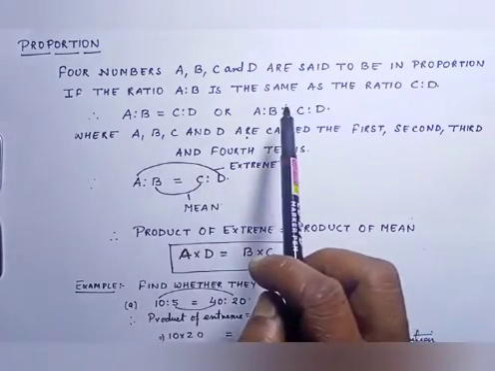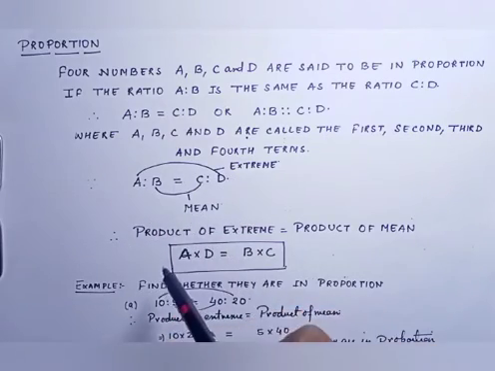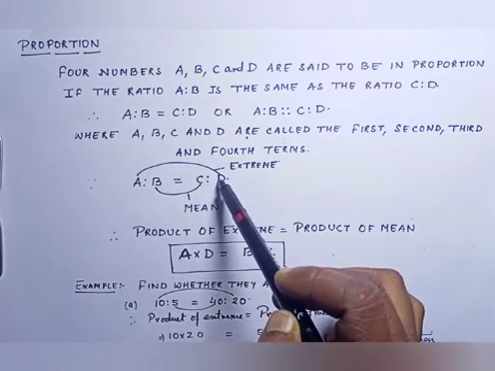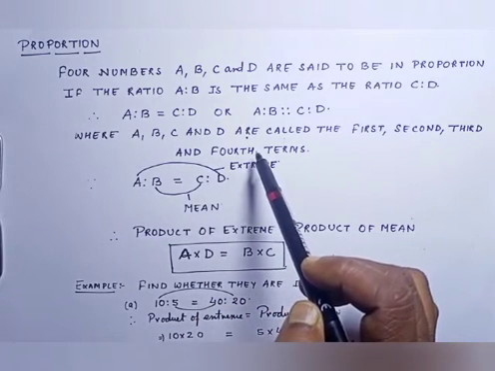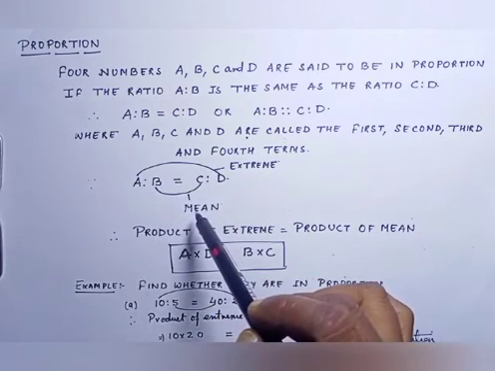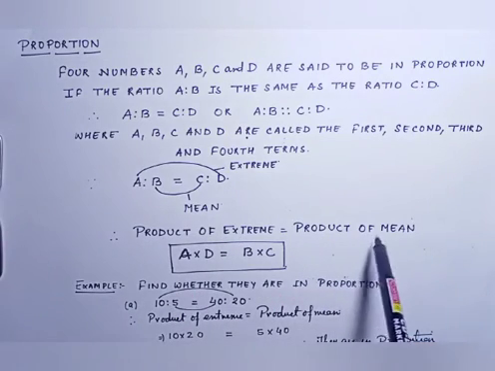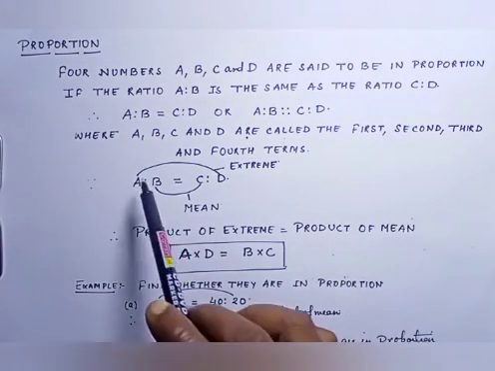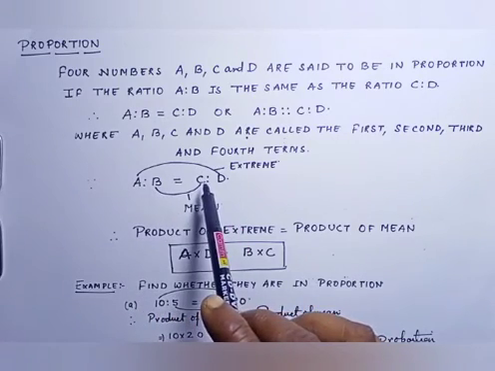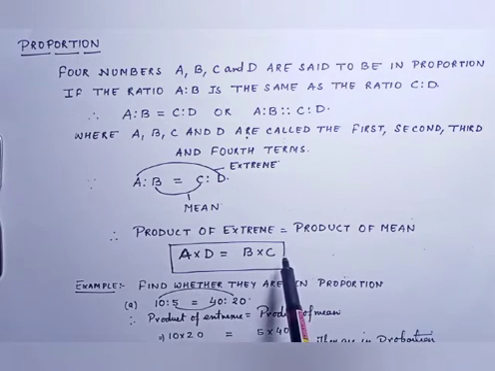Now through this we can derive another relation. For A is to B is equal to C is to D, the product of A into D is called the product of extreme terms, and the product of B into C is called the product of mean terms. So we can say that product of extreme is equal to product of mean, means the product of A and D is equal to the product of B and C. So we can write A into D is equal to B into C.